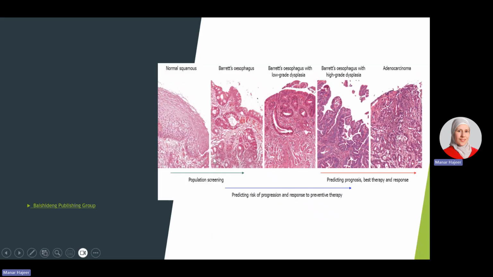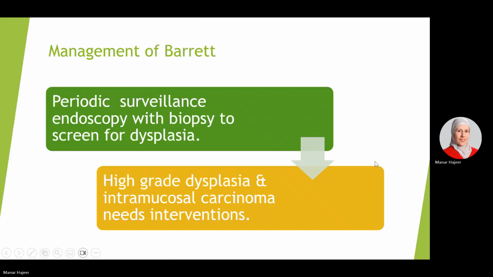It's a progression from a normal squamous epithelium with recurrent or long-standing reflux to Barrett esophagus, then to low-grade dysplasia, then high-grade dysplasia, then invasive adenocarcinoma. The management of Barrett esophagus is by periodic surveillance endoscopy with biopsy to screen for the development of dysplasia. If high-grade dysplasia or intramucosal carcinoma develops, this patient needs intervention.